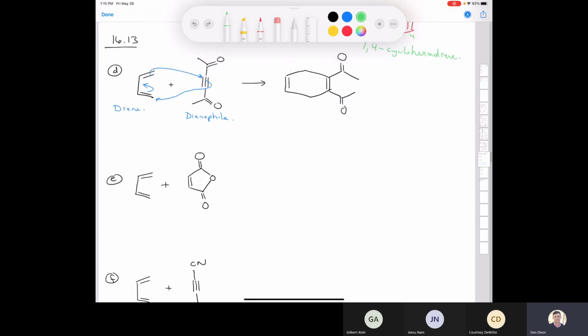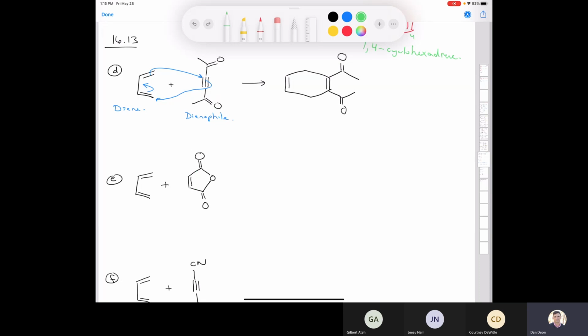We have the same old diene, which is 1,3-butadiene. This molecule here is called maleic anhydride, and I'm not going to go into the details on that, but maleic anhydride is a molecule that comes up every once in a while in organic chemistry. Well, now we're doing a reaction between the same diene, but now our dienophile doesn't have a triple bond, it's only got a double bond, right?